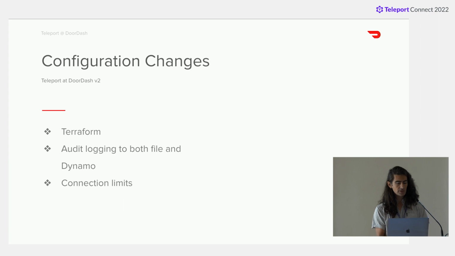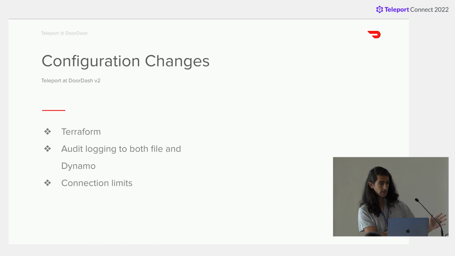A couple configuration changes that we made on our second iteration. We moved from configuring our root cluster manually via the UI to using a Terraform provider, the Teleport Terraform provider. We built an internal module to basically be able to configure the root cluster how we needed, specifically Okta auth and some of the roles that we were using. So moving away from the UI configuration to Terraform configuration was huge.